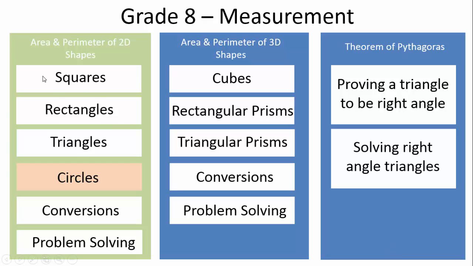Okay, grade 8, now we have a section of in circles or on circles. And remember, we're trying to find the area and perimeter of 2D shapes, and specifically circles. Now this gets quite interesting. Let's go straight into it.